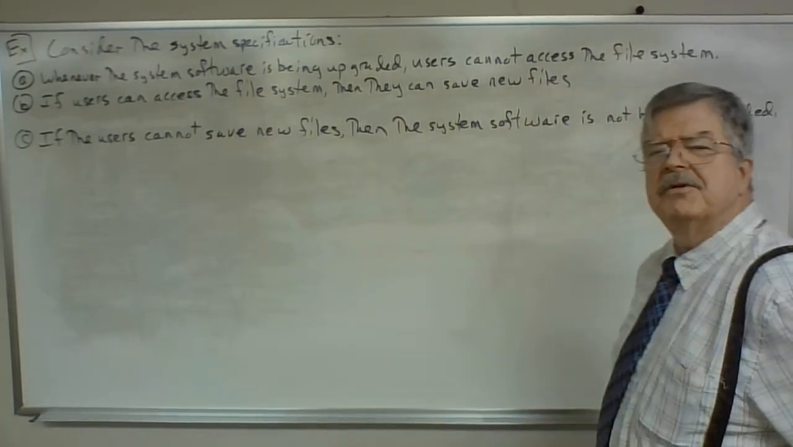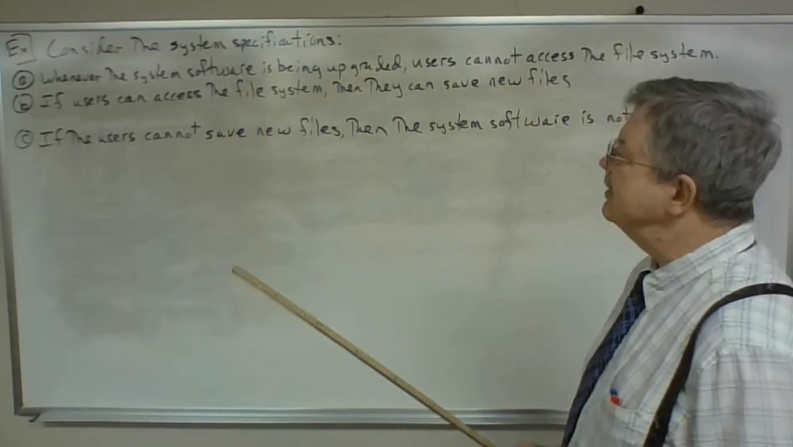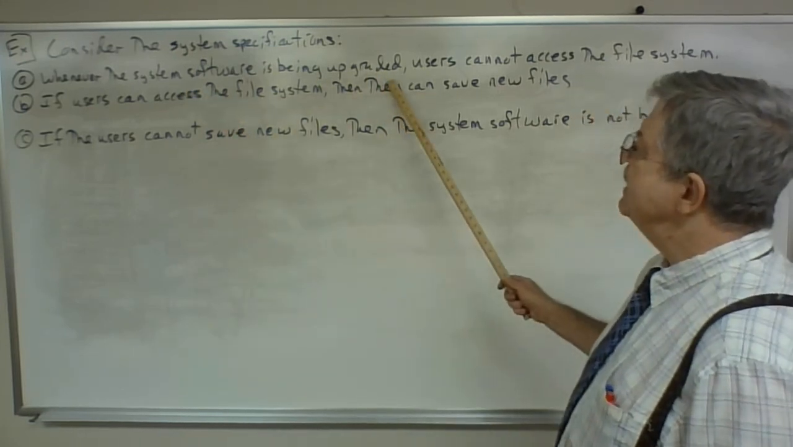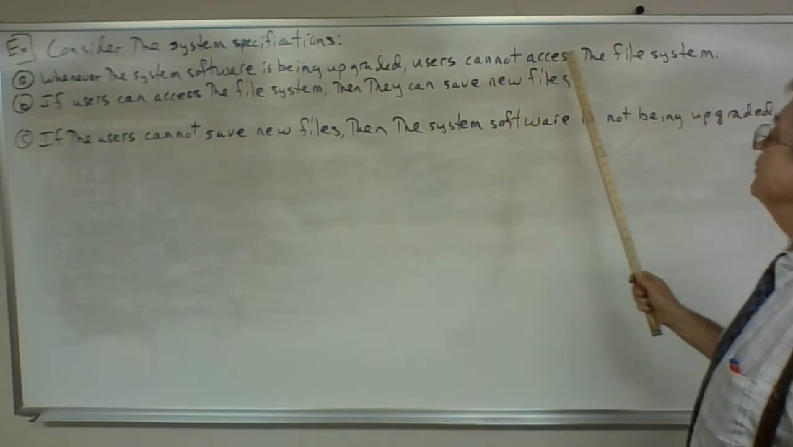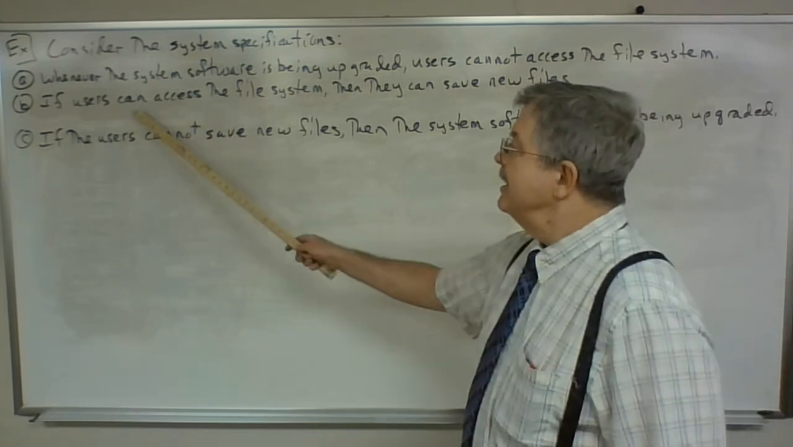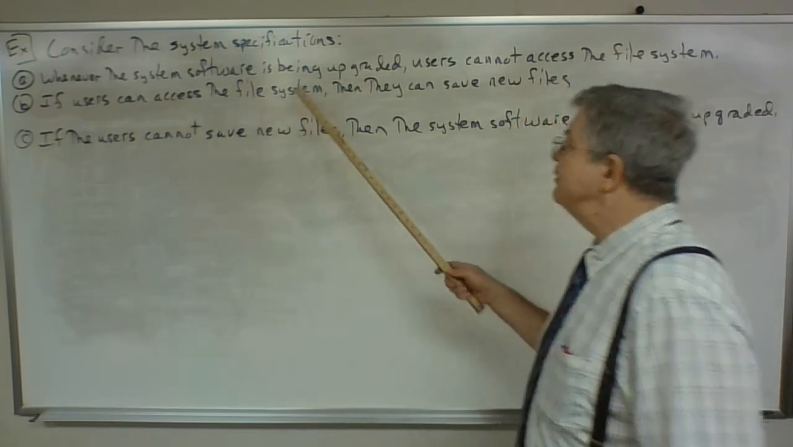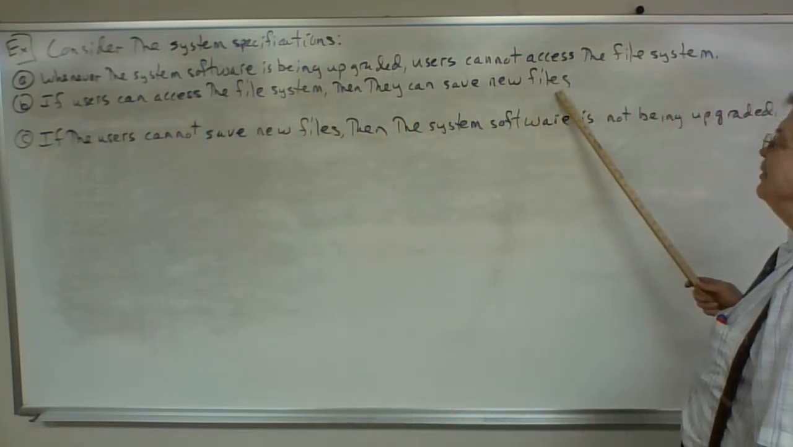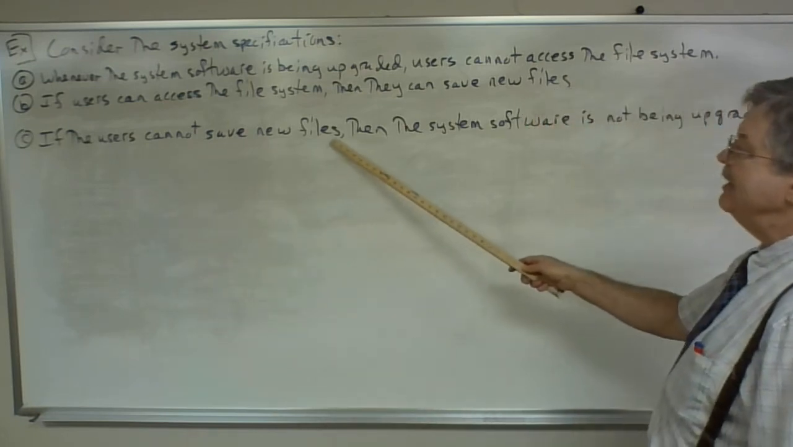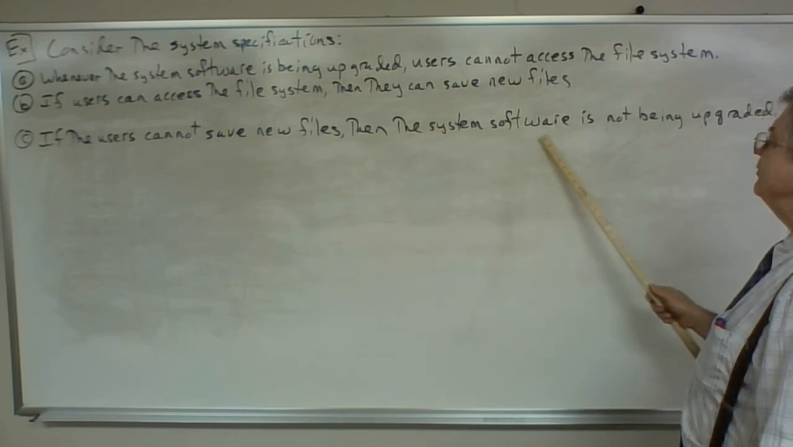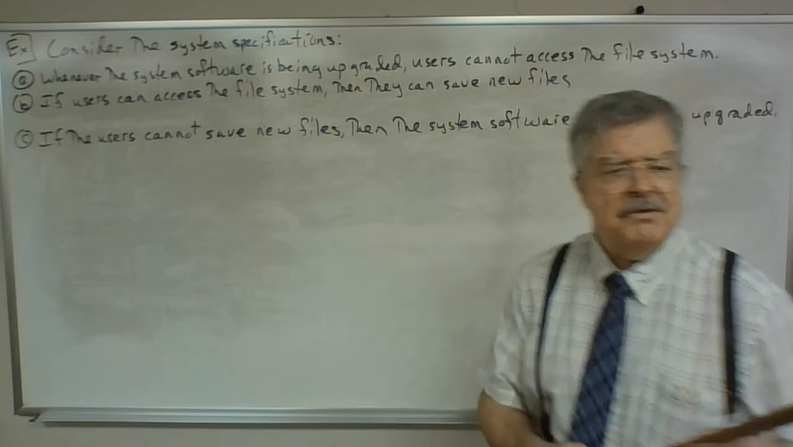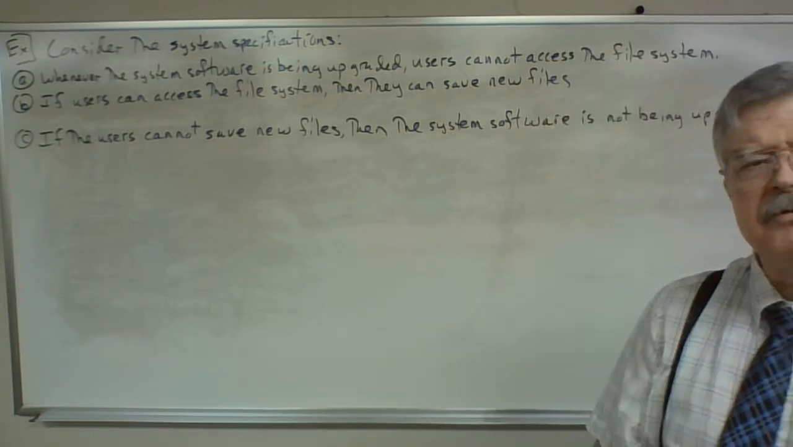We have a system of specifications. Let's look at these. A, whenever the system software is being upgraded, users cannot access the file system. B, if users can access the file system, then they can save new files. And C, if users cannot save new files, then the system software is not being upgraded. We want to determine if this system is consistent.